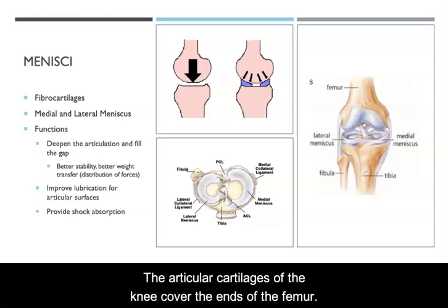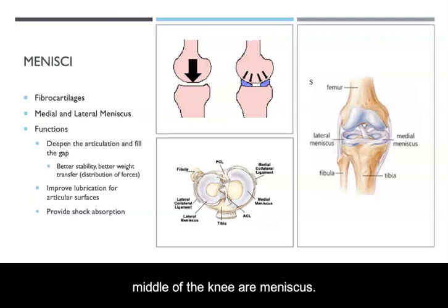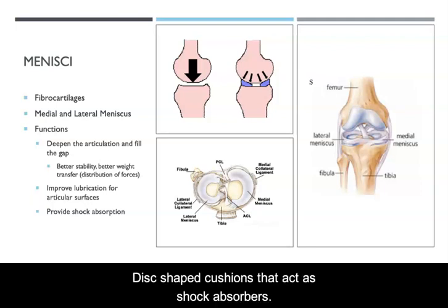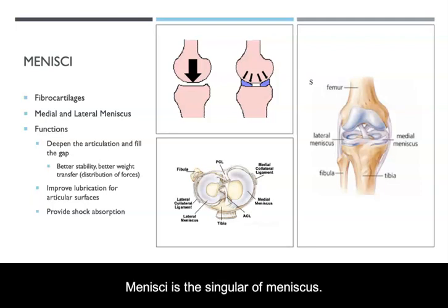The articular cartilages of the knee cover the ends of the femur, the top of the tibia, and the back of the patella. In the middle of the knee are menisci, disc-shaped cushions that act as shock absorbers. In a healthy knee, the rubbery medial and lateral menisci (menisci is the plural of meniscus) cartilage absorbs shock and the side forces placed on the knee.